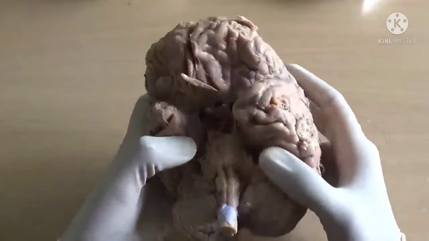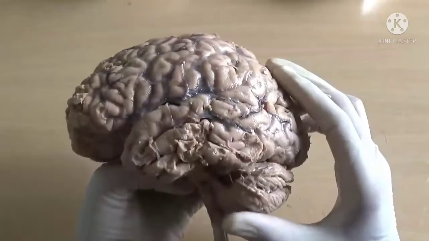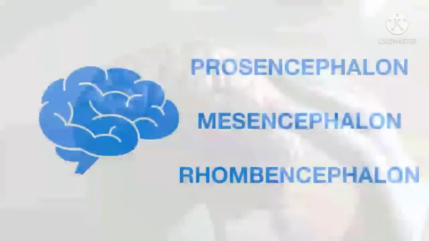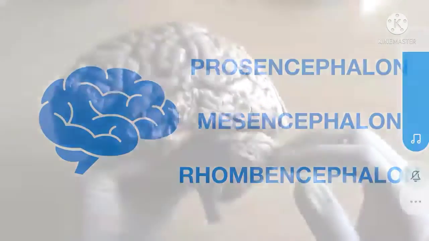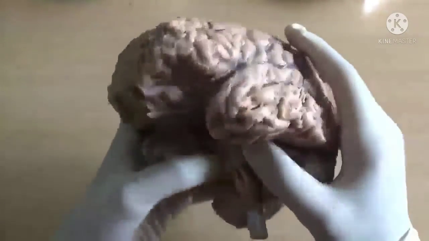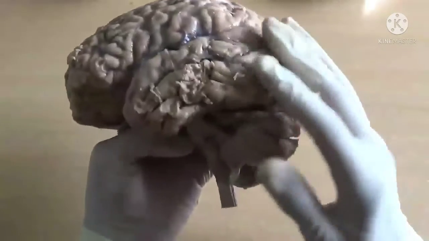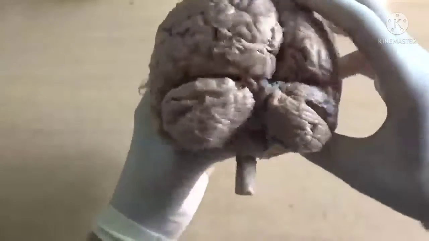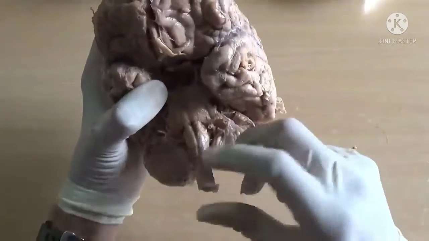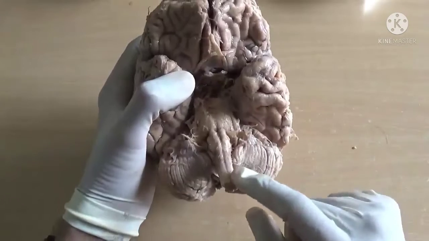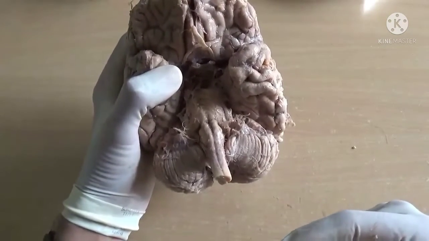Now let's overview the parts of the brain. Developmentally, it is divided into forebrain, midbrain and hindbrain, or we can say prosencephalon, mesencephalon and rhombencephalon. Overall, if we see, it has the cerebrum. See, this is the cerebrum, posterior-inferiorly the cerebellum, see this, and here is the brainstem: midbrain, pons, and medulla. This medulla is continuous with the spinal cord.